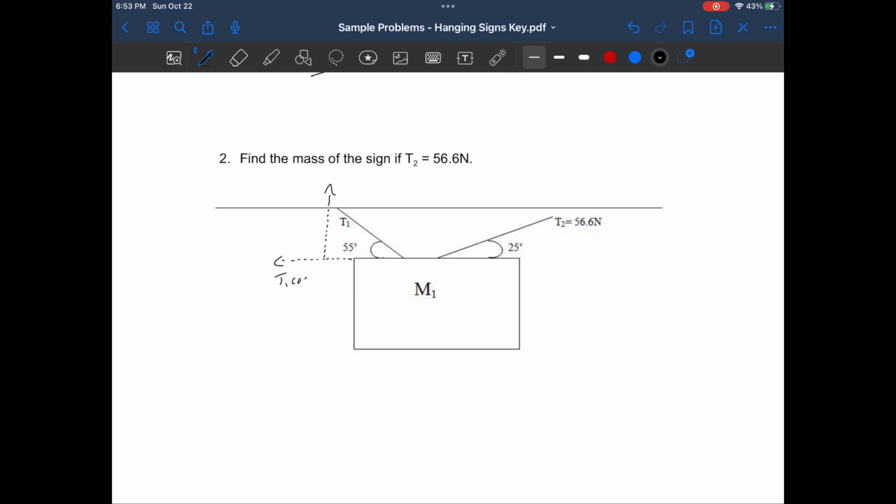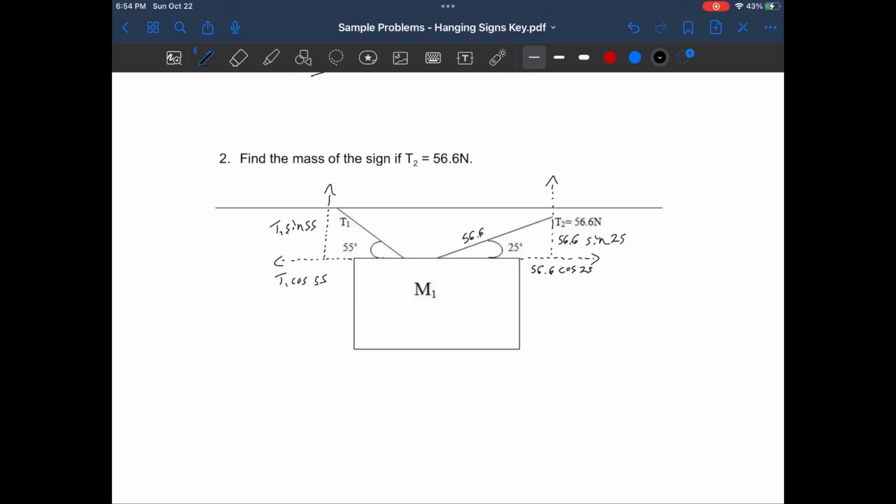T1's broken into its components, the leftward component and the upward component. The leftward component being adjacent to the angle, so T1 cosine 55. And the upward component, the vertical component, is on the opposite side, so T1 sine 55. On the right, they tell us T2 is 56.6, so let's just go ahead and label it 56.6. The horizontal component pulling to the right would be 56.6 cosine 25 because it's adjacent to the angle. Going upwards on that right side, it's on the opposite side, so 56.6 sine 25.